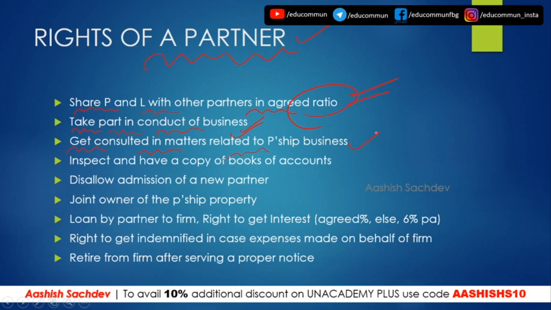Because you are a partner of that business, you have the right to get consulted for the conduct of business. Then every partner also has the right to inspect and have a copy of the books of accounts. Now this is very important. Every partner has a right to disallow. If you have to admit a new person into a partnership, there has to be a consent of all the partners, and if any one of them disallows, then the new partner cannot be added.